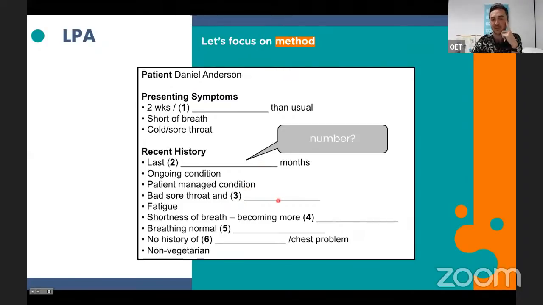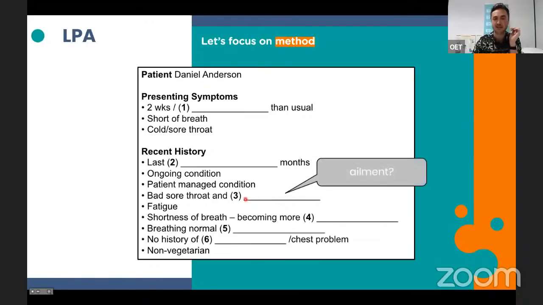Number 3, what do you think? Bad sore throat and have a cough. Symptoms, somebody's saying just symptoms, fever. Terrific. I agree. It's going to be some sort of ailment, right? Because we've got a sore throat and it's not going to be a broken leg. It's probably going to be something related to a sore throat, right? Whatever it is. Cough, for example. Terrific.